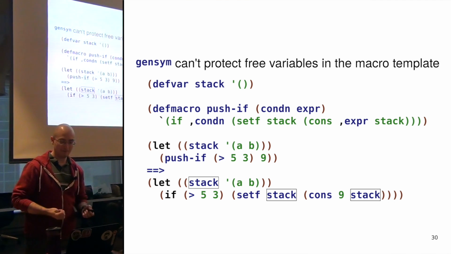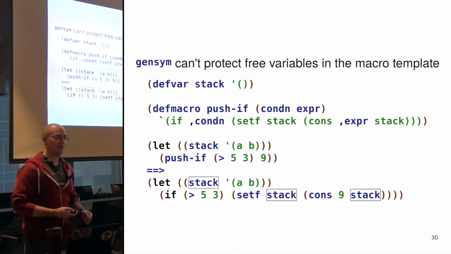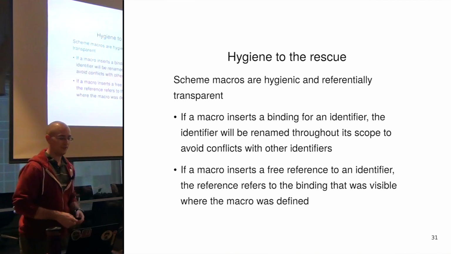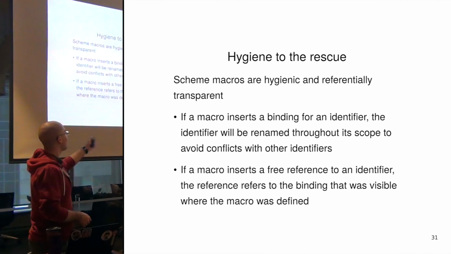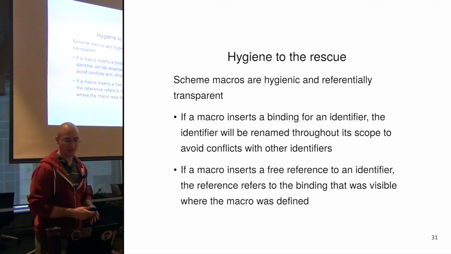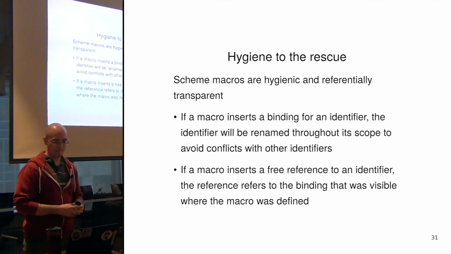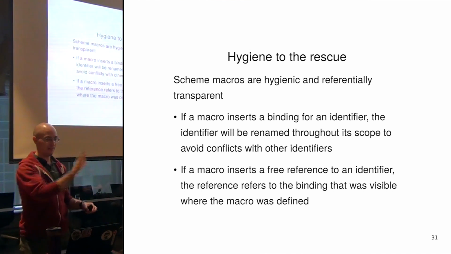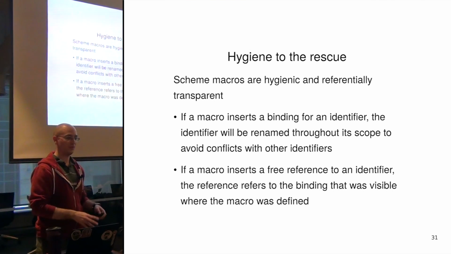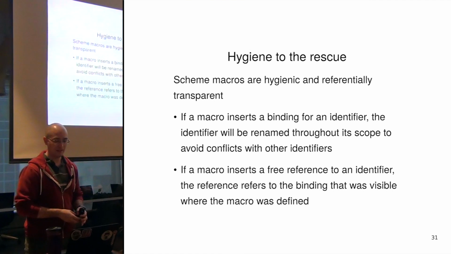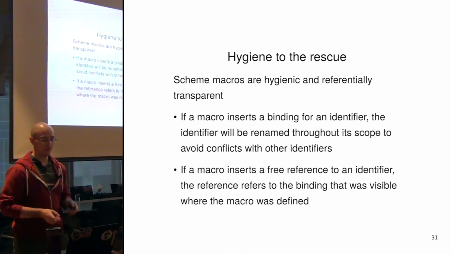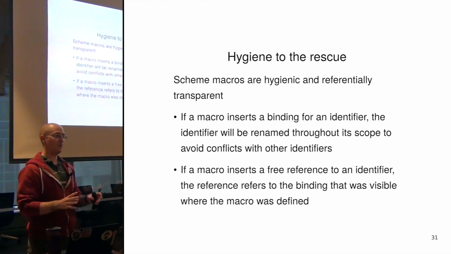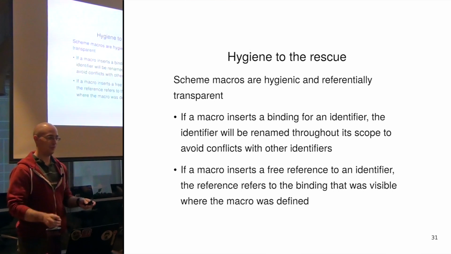So Scheme set out to fix problems like this by introducing what's known as hygienic macros. These are definitions more or less copied from the Scheme specification. Whenever a macro has a binding to an identifier, the identifier is renamed in the macro. So you get gensym baked in for free. And then if a macro inserts a reference to an identifier, like what we had with stack before, that reference will always refer to the binding that's visible where the macro is defined.